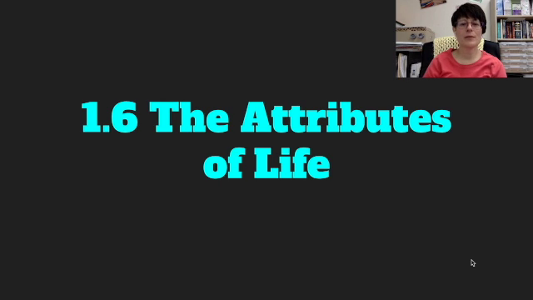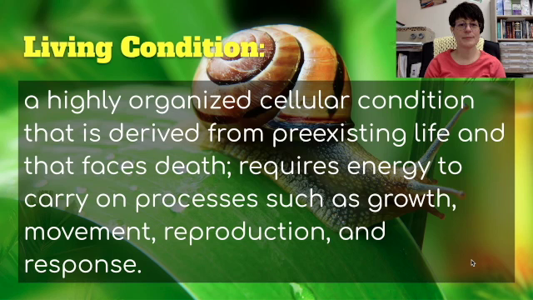So let's talk about first the attributes of life. In order for something to be living, we say that it has the living condition. This is a highly organized cellular condition that is derived from pre-existing life and that faces death, requires energy to carry on processes such as growth, movement, reproduction, and response. So a lot of the attributes of life are packed into this definition here. So let's unpack this and take a look at each of these things.